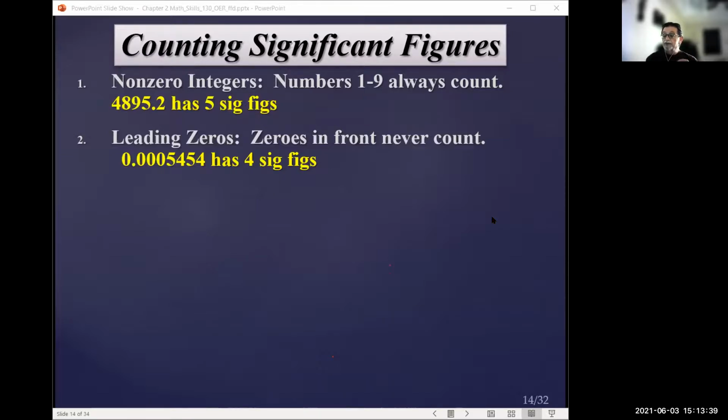Now, when it comes to zeros, I'm going to show you a little trick, a little tool to help you out to see if it counts or not. Okay, but let's go through the book's rules first. I'll simplify it here in a bit.